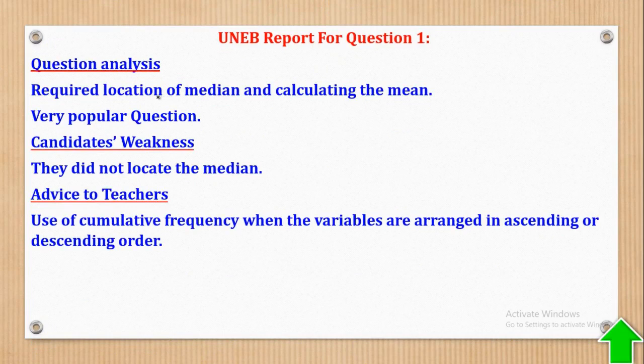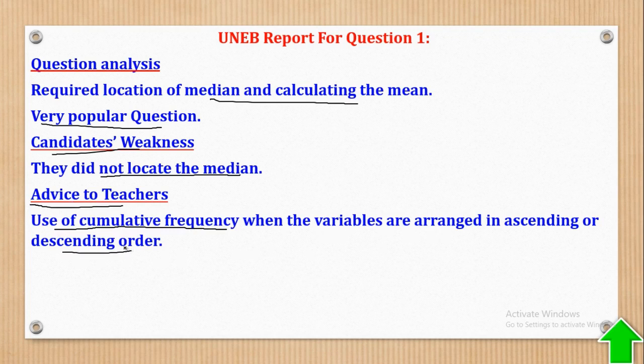So the question required location of the median and calculating the mean. It was a very popular question, meaning it appears frequently in the previous past papers. However, the weakness of candidates is that they did not locate the median. So identifying the median was a challenge to many candidates. So advice to teachers is to use cumulative frequency when the variables are arranged in ascending order or descending order. So cumulative frequency is used when the values are in ascending or descending order.